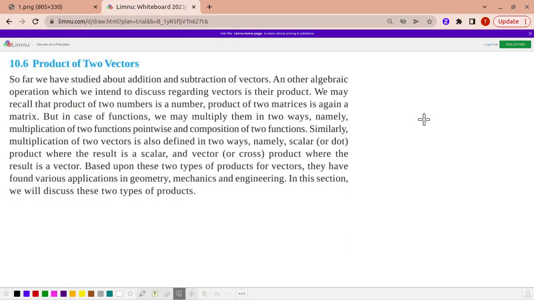Good evening, dear students. So today is the fourth session of vector algebra. We are going to start with the product of two vectors.